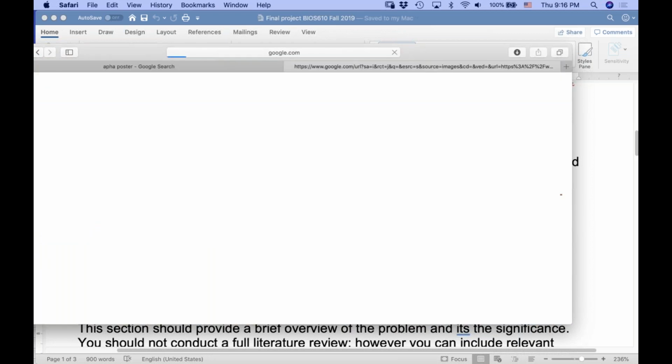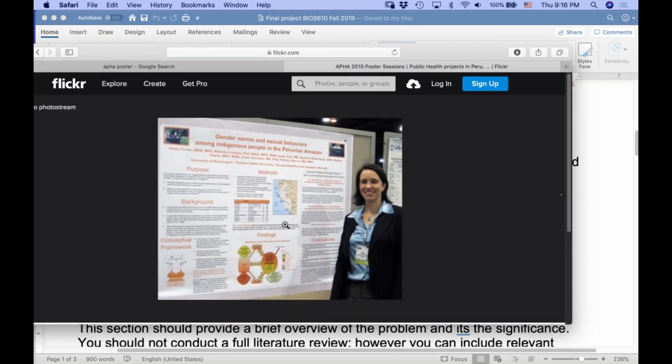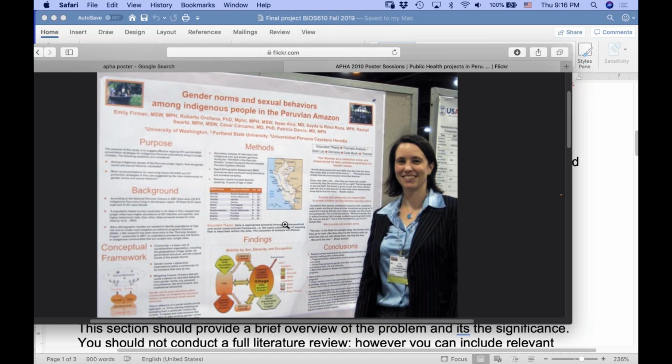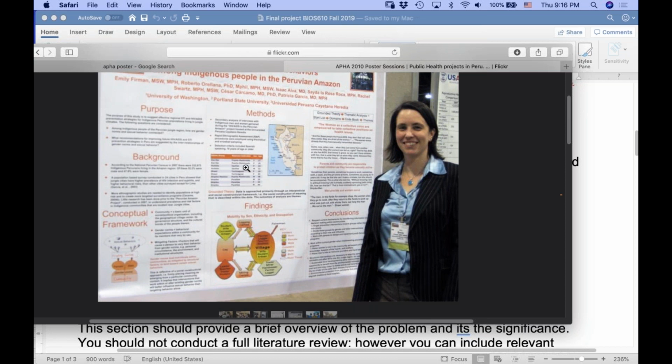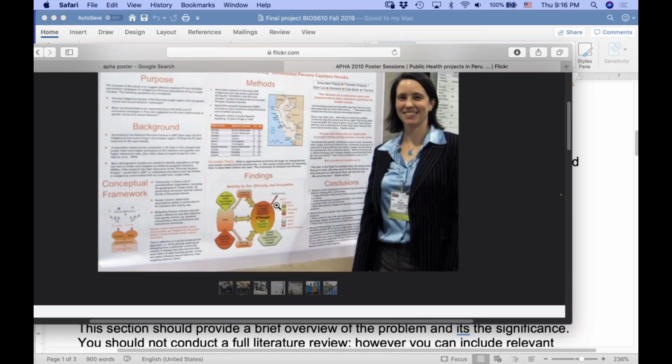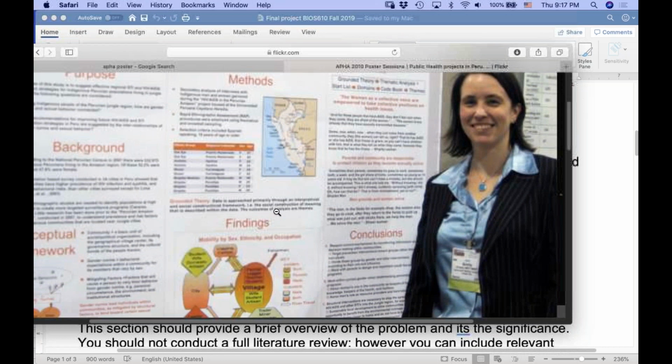So for instance, if I can get this one to just open in the page, okay, you can see gender norms and sexual behaviors among indigenous people in the Peruvian Amazon. Purpose, background, methods. Oh, look, she has her data here. Findings. Look, she got very pretty graphics and stuff like that.